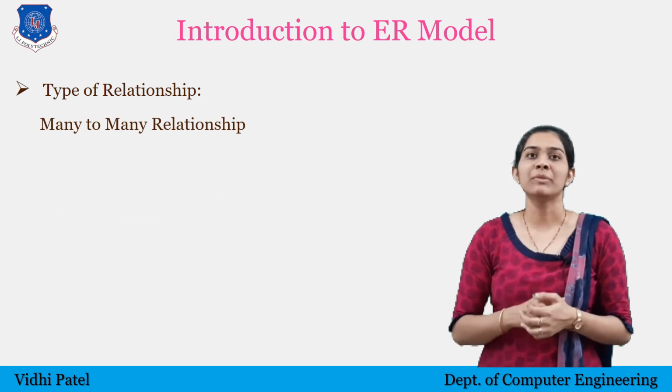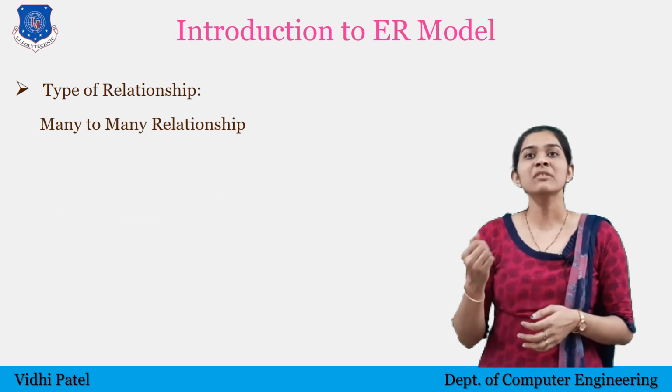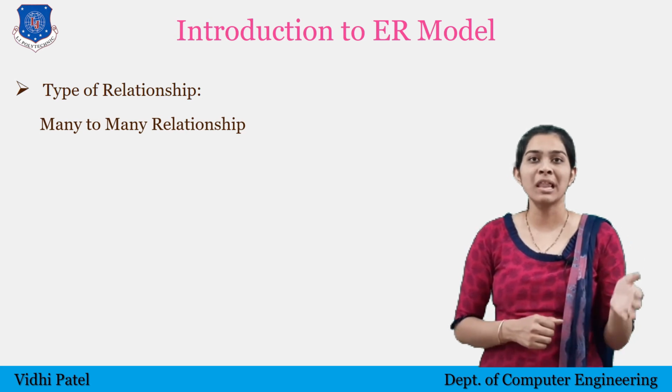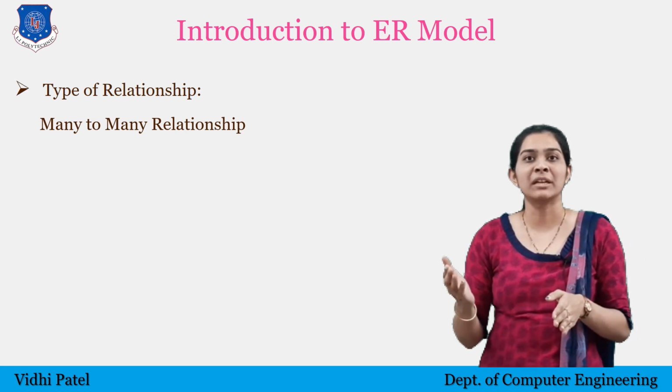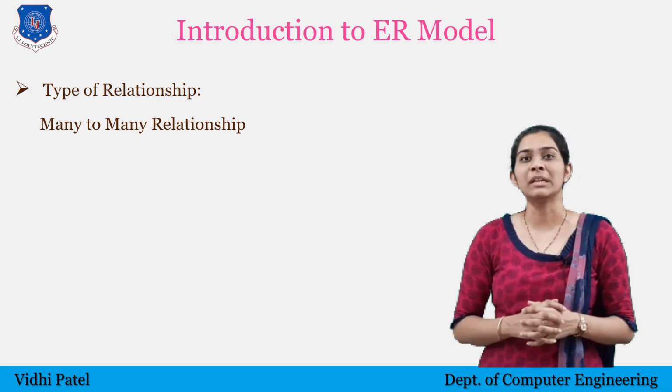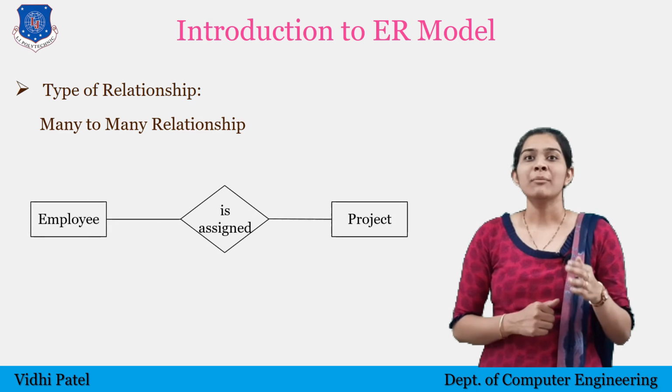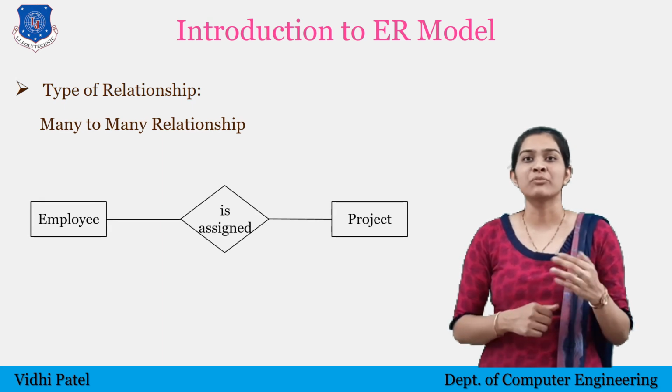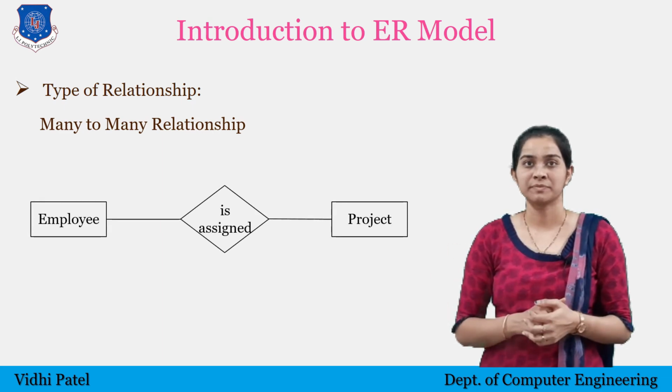Next one is many-to-many relationship. When more than one instance of the entity on the left and more than one instance of entity on the right associated with the relationship, then it is known as many-to-many relationship. For example, employee can be assigned to many projects and projects can have many employees.